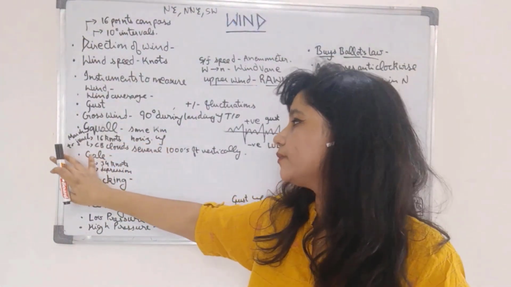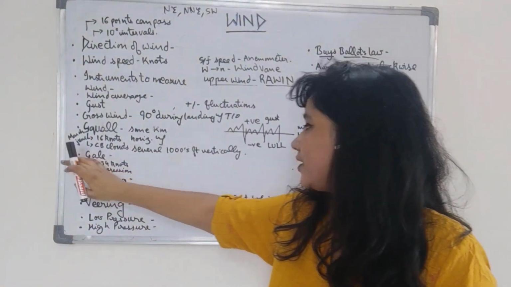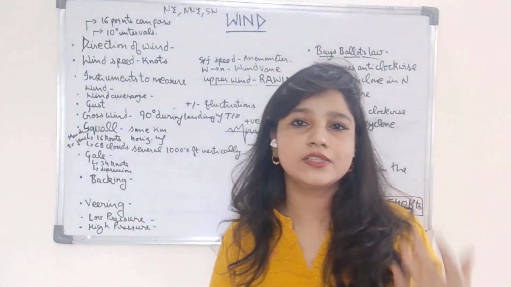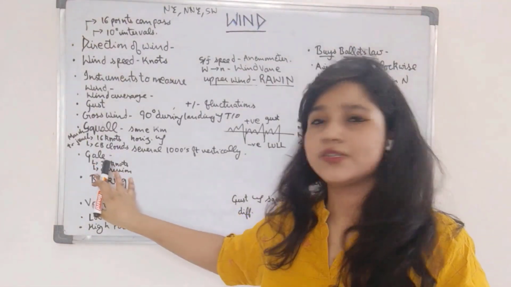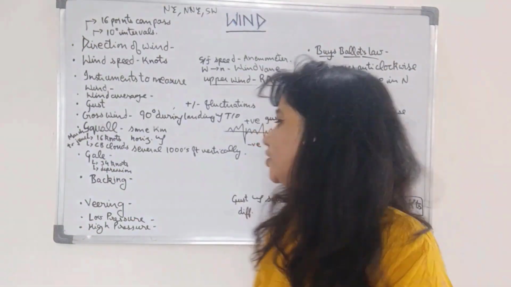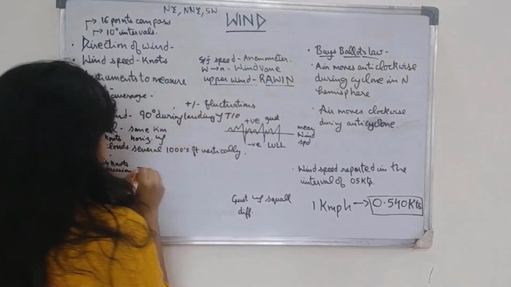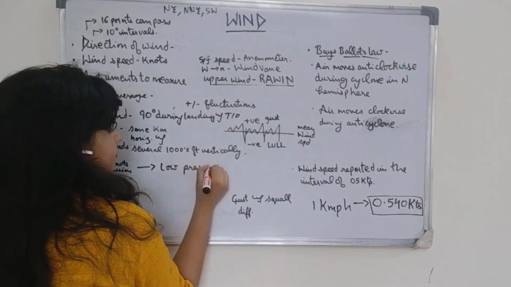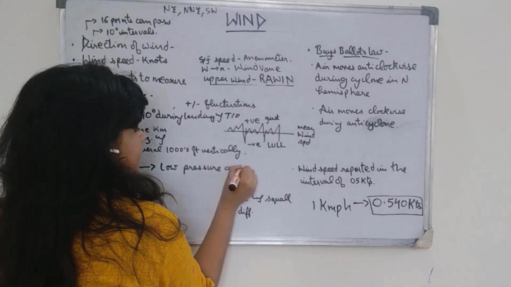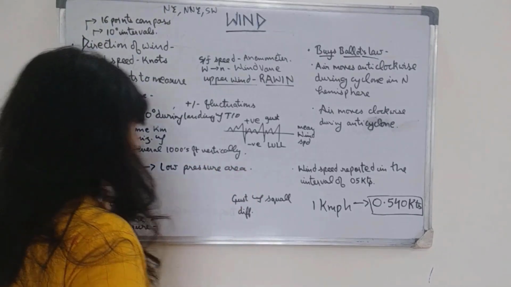Then we have gale. In gale, the wind speed is 34 knots or more. Gale is associated with depression. Depression is nothing but a low pressure area. It is called depression.